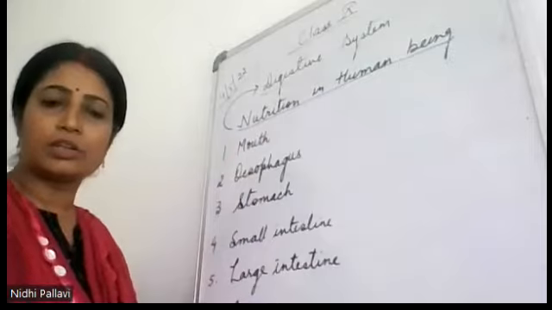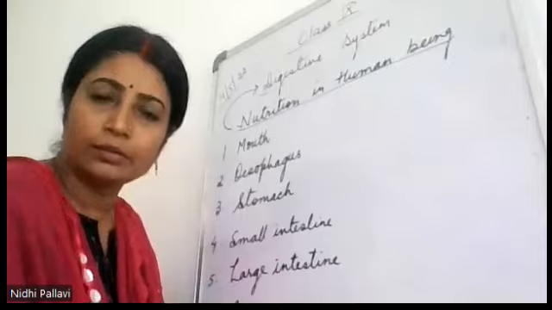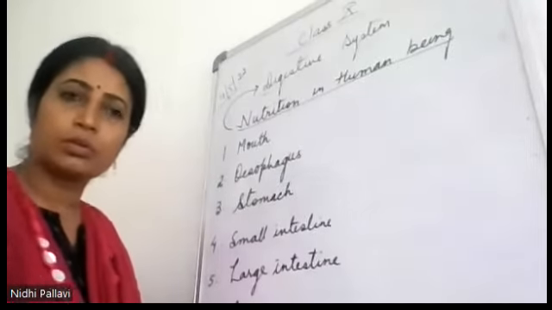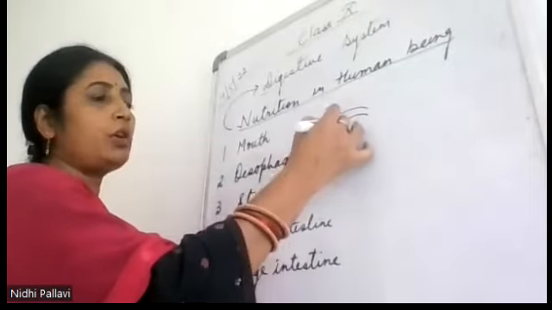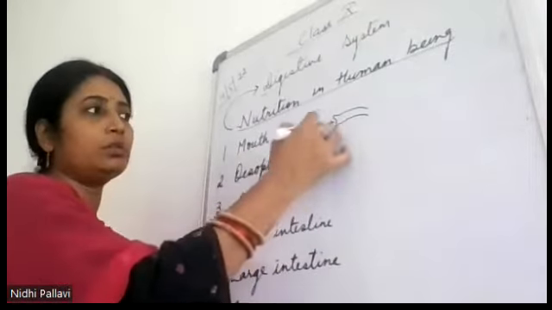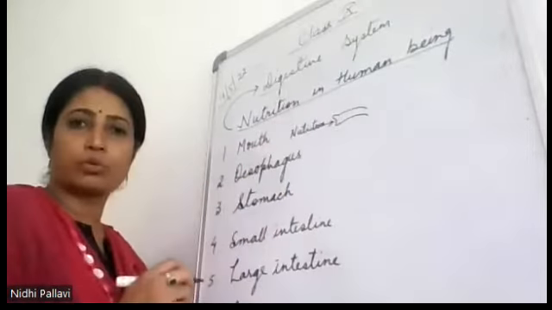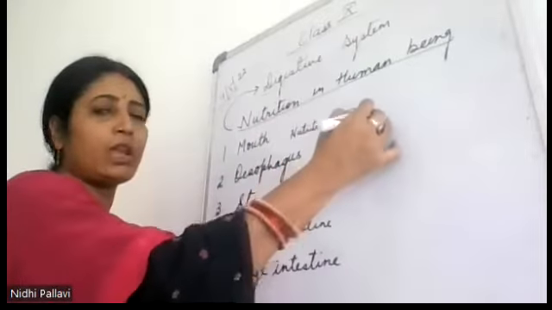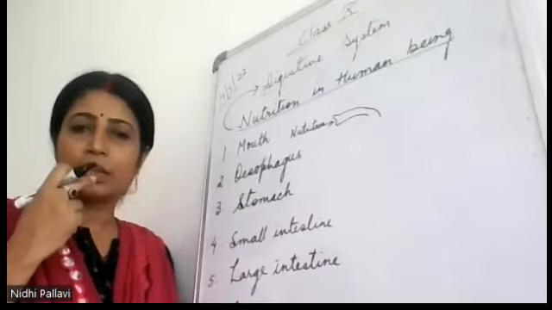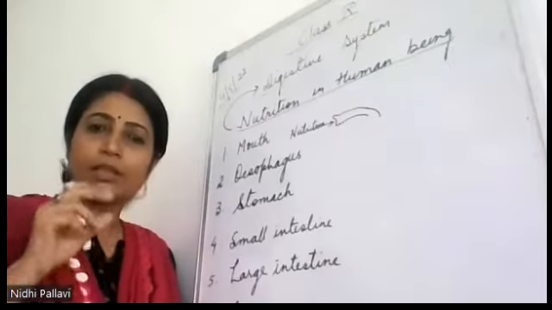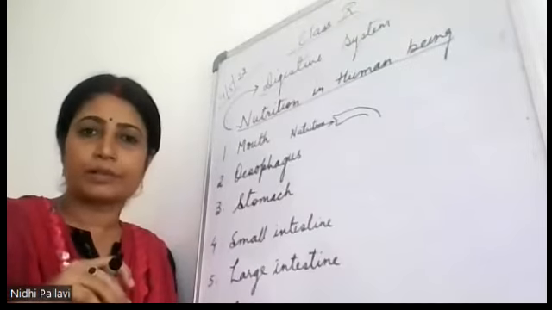Whenever we take in nutrition, from which part of our body do we take it? From the mouth. When we are taking in food, we take it from the mouth. In the mouth, we have our teeth. What are the different parts of the mouth? Lips, which act as our guard. There is the tongue. There are teeth. All of them have their own importance.